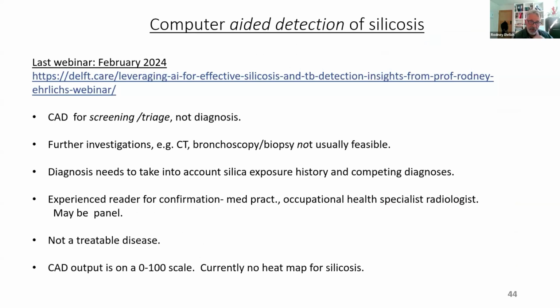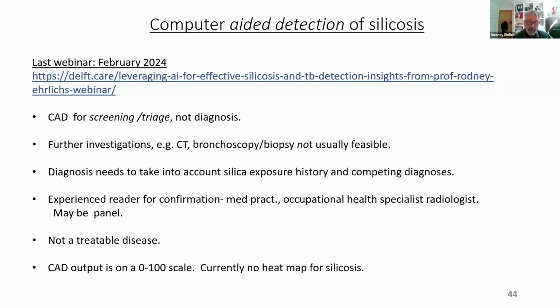My first presentation really talked about silicosis, the disease due to dust, and I don't want to repeat much of that, but to refer the viewers to the previous presentation, which is still online. And if you get this presentation, you'll be able to go via that URL. Just a few points about the use of CAD for screening or triage. That's what it's used for, not diagnosis.